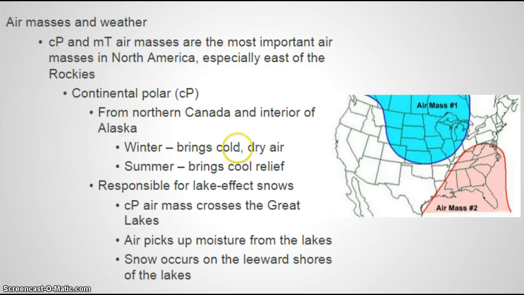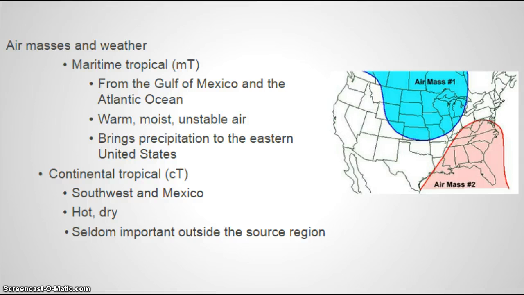In winter, these bring cold, dry air. In the summer, these bring cool relief. These are responsible for lake effect snows. And that's what we went over here. Continental polar air masses cross the Great Lakes, and they pick up that moisture from the lakes. The lakes provide the moisture, and then the snow occurs on the leeward shores of the lake.